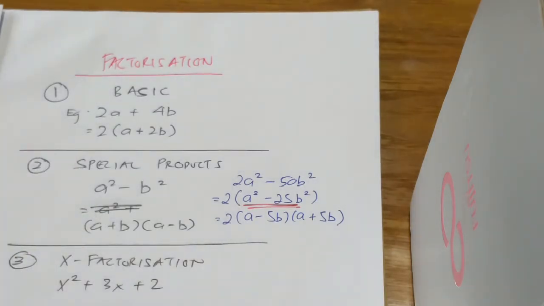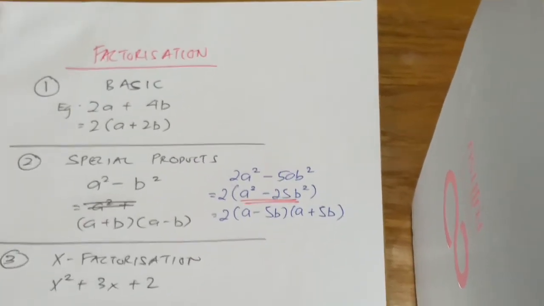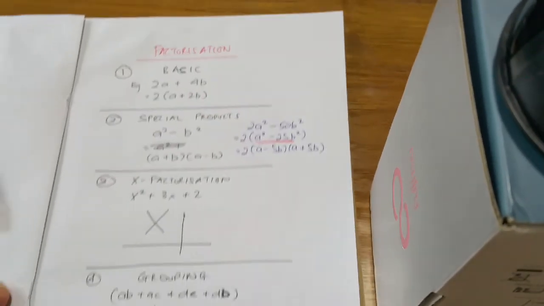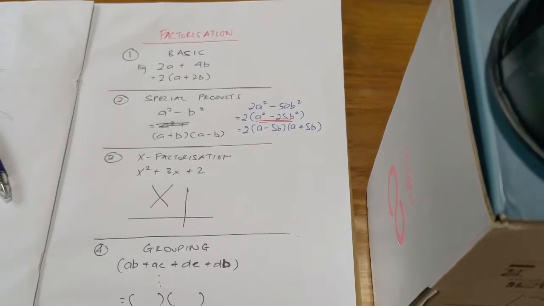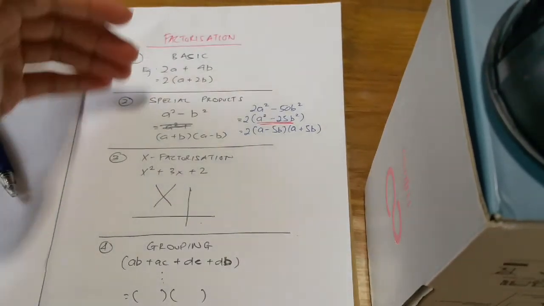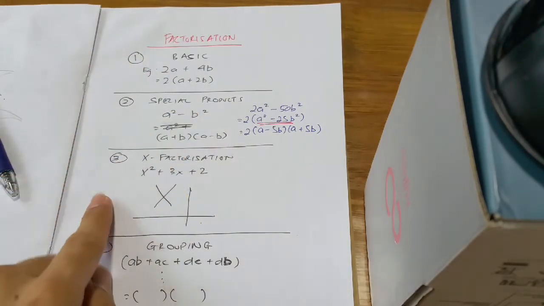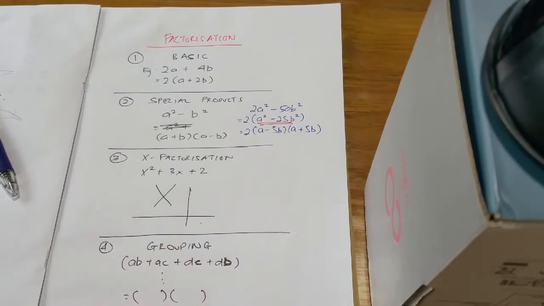So this is just one example where you need to do basic factorization first, followed by special products factorization. I hope you have a more comprehensive understanding of factorization. There are 4 kinds: the basic factorization, 2 terms is for special products, 3 terms is for cross factorization, and 4 terms is for grouping.